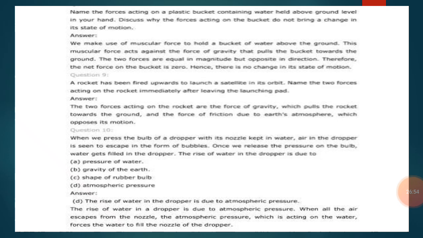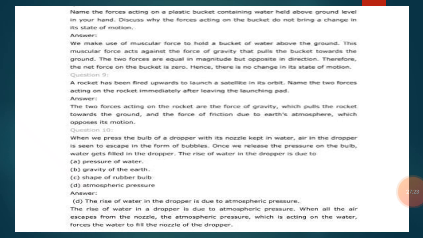Why? The answer is, we hold the bucket of water above the ground by muscular force. This muscular force acts against the force of gravity, and there is another force that pulls the bucket in the downward direction, which is known as the force of gravity.